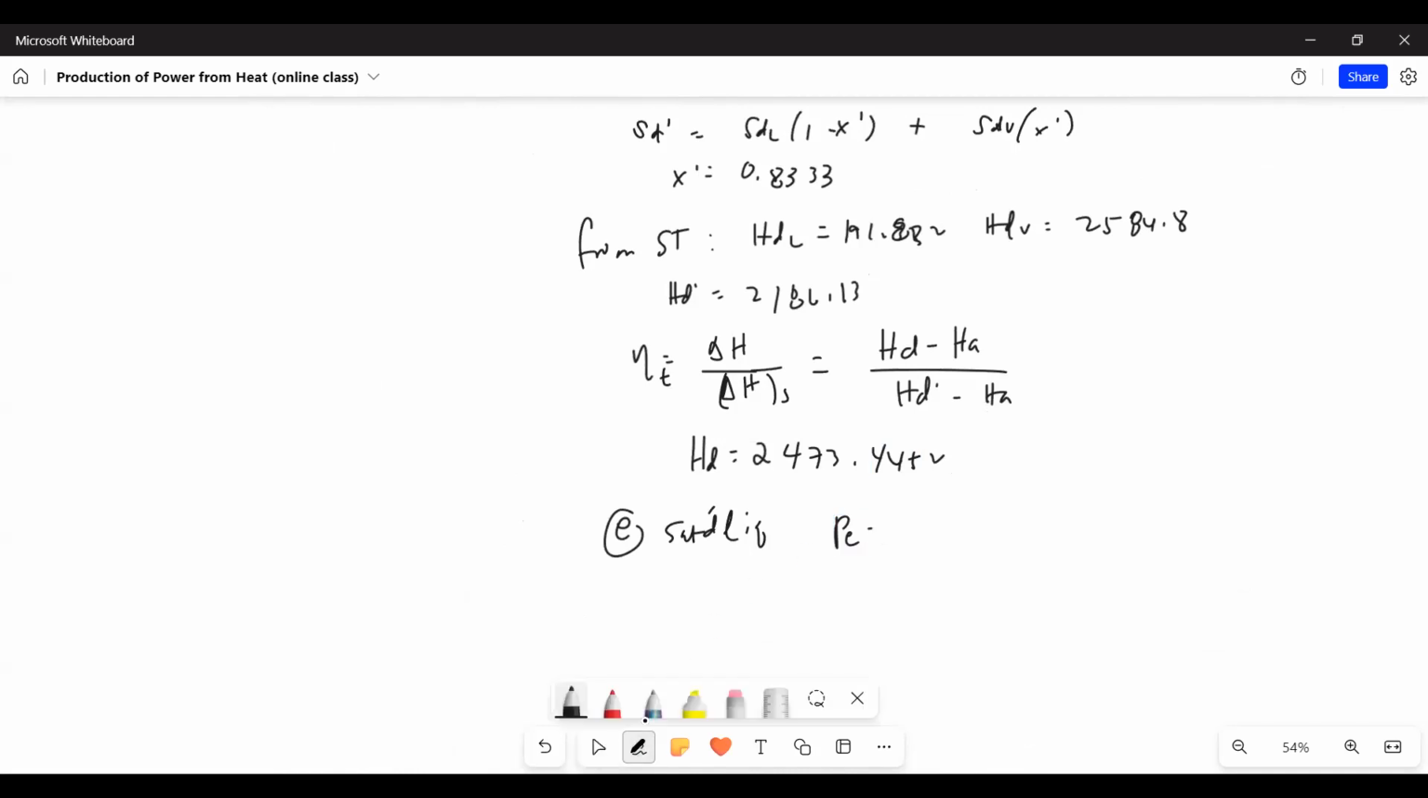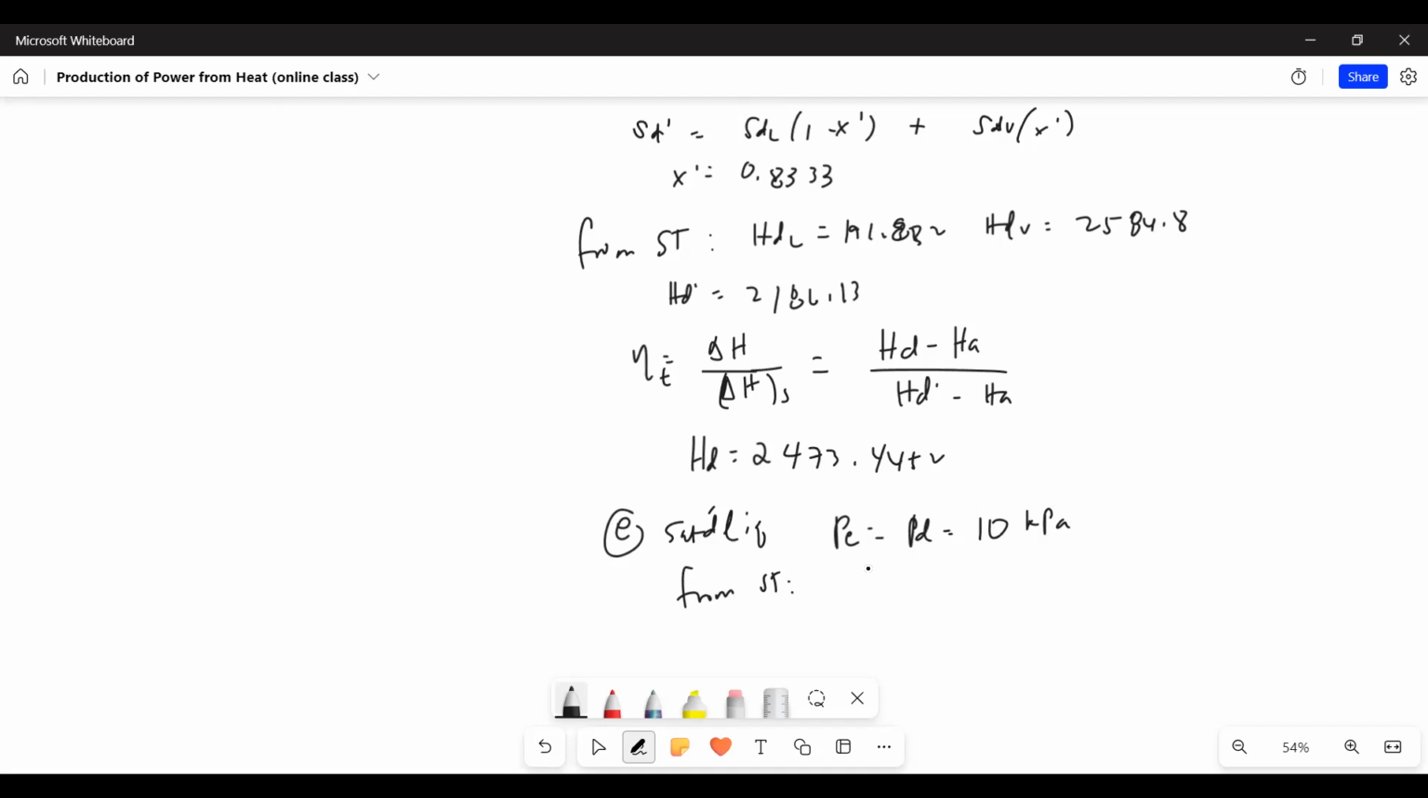10,000 pala. Ano ba yung given? Let me check. Yeah, 10 kilopascal. PD equal to 10 kilopascals. Okay. And then from the steam table, so let me rewrite. From the steam table, we can read the properties.